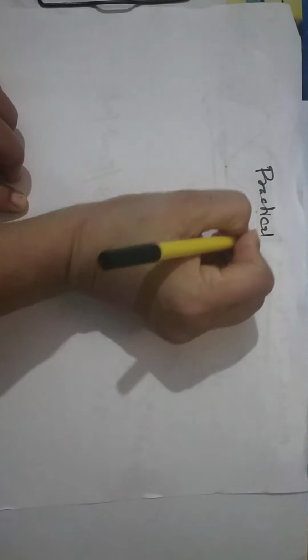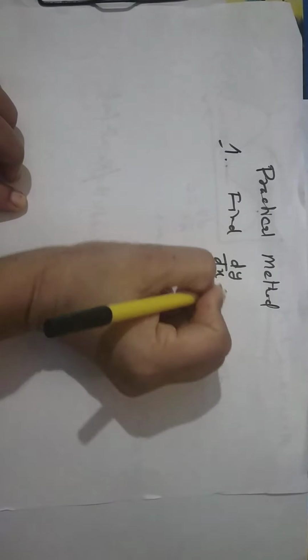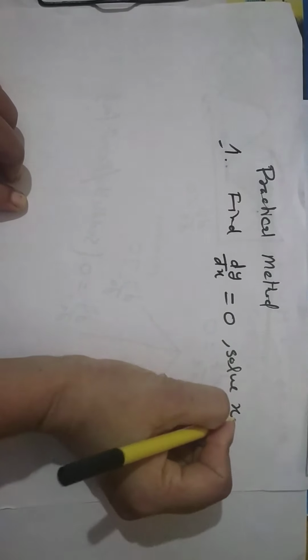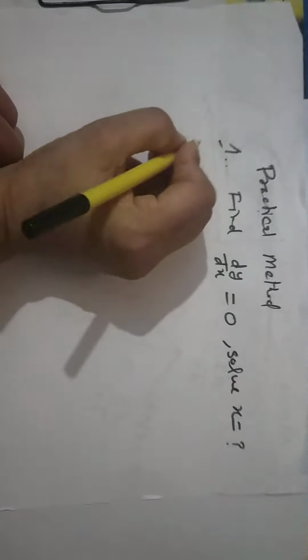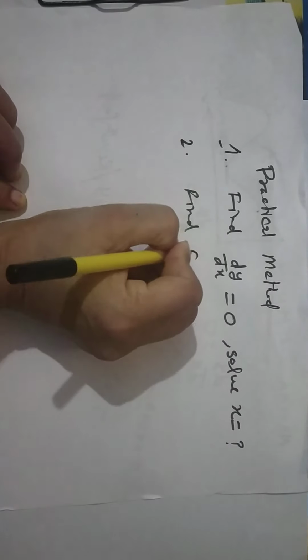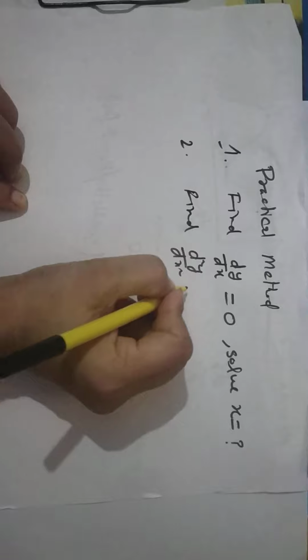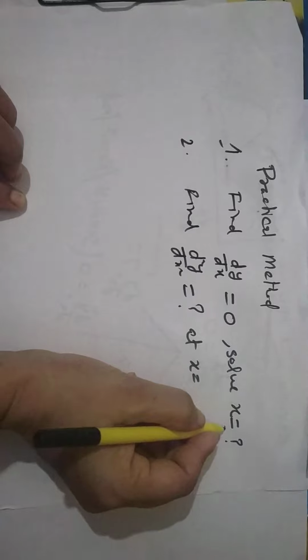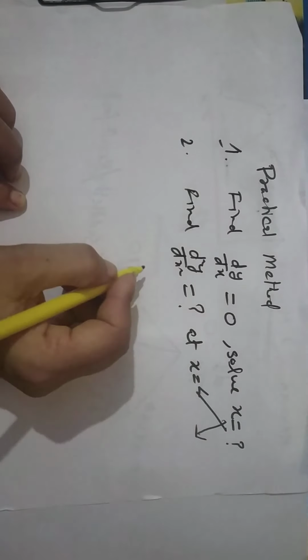It can be written as a practical method. The first step is to find dy/dx and put it equal to 0. Solve for x. You have to find the points x that make it 0. Then you find the double derivative. You have to find its value at x equal to these points.